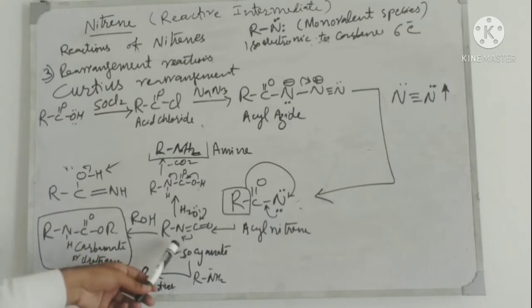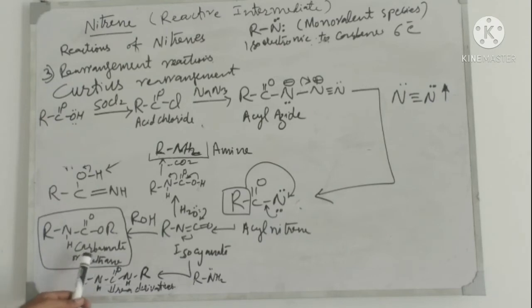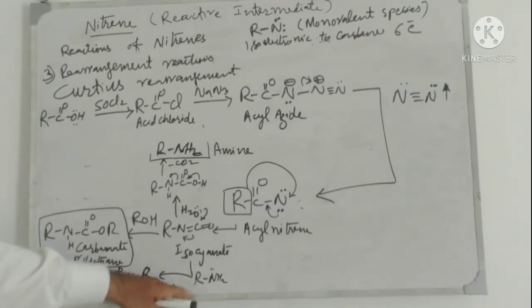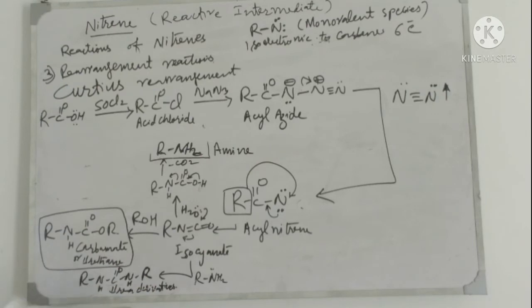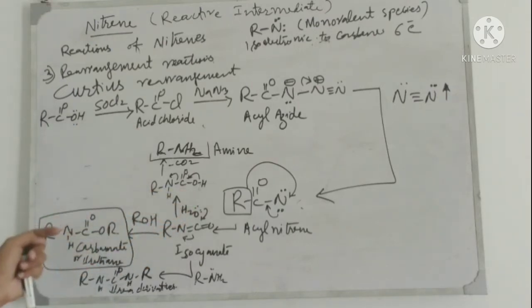When the isocyanate reacts with alcohol, it forms the carbamate. Carbamate is also called urethane. And when this isocyanate reacts with amine, it forms the urea derivatives. These are all almost similar to the Hofmann rearrangement, producing amine, carbamate and urea, but the difference between the Hofmann rearrangement and the Curtius rearrangement is the starting material.